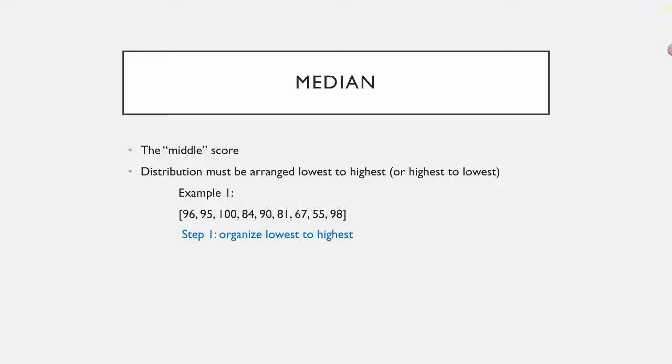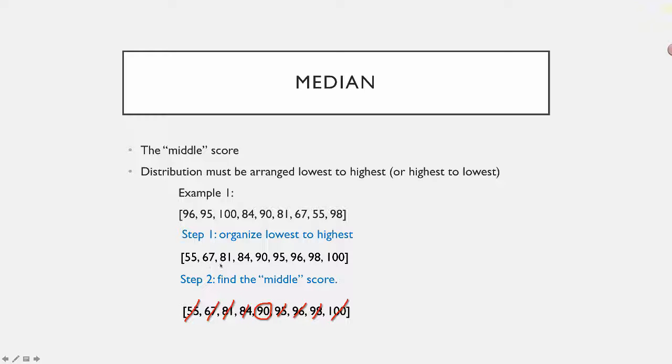Step 1, organize the scores from lowest to highest. So here you can see the scores have been rearranged, starting with the lowest score 55, going all the way up to the highest score of 100. Step 2, find the middle score. You can find the middle score by canceling out one number from each side. You can even take a finger from your left hand and a finger from your right hand and kind of cover each one on the ends until you reach the middle number.